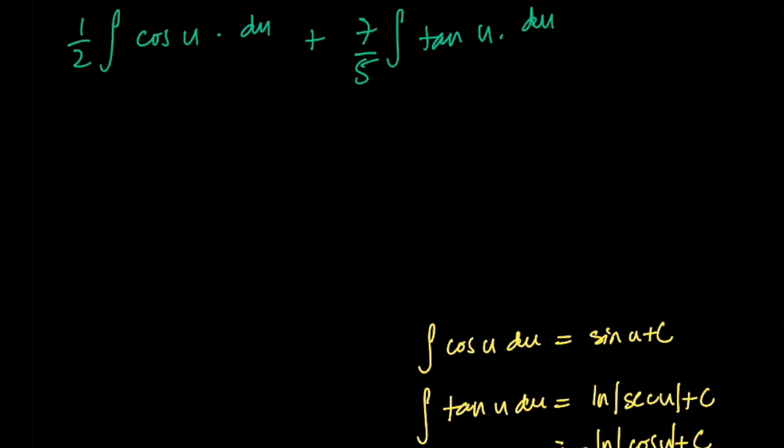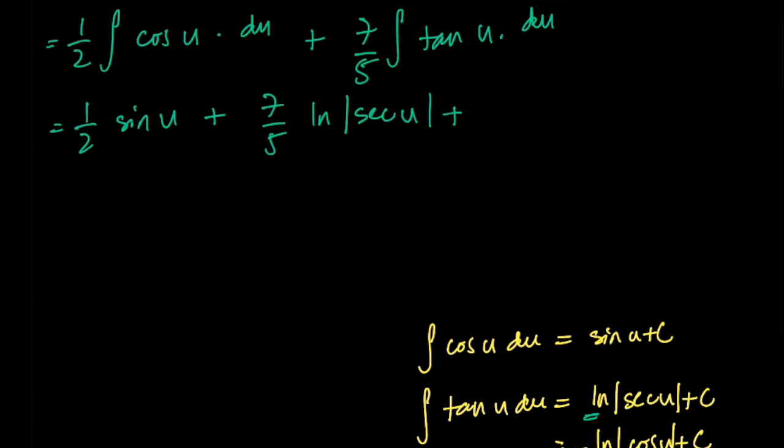Simple as this, just using these formulas. So 1/2 cosine u becomes sine u plus c. Since we are not yet done integrating, we don't need to put the c yet. So here, plus 7 over 5 times the integral of tangent, we choose between the two: either natural logarithm of secant or negative natural logarithm of cosine. Since we already used the negative, let's use the first one. So, natural logarithm of the absolute value of secant u plus c.